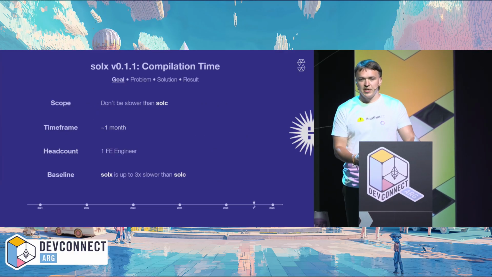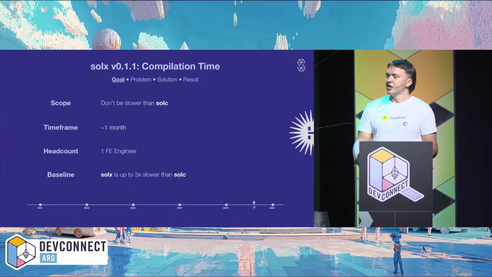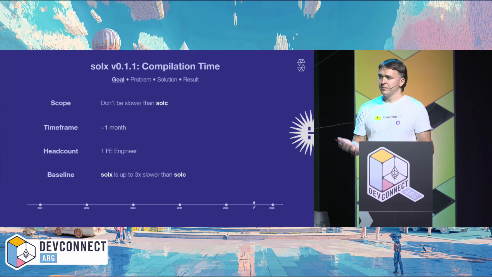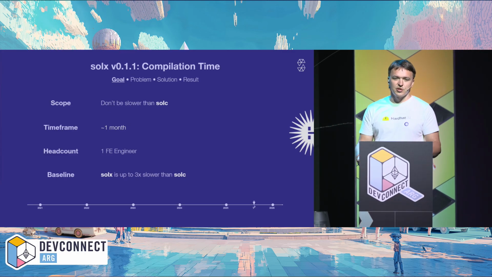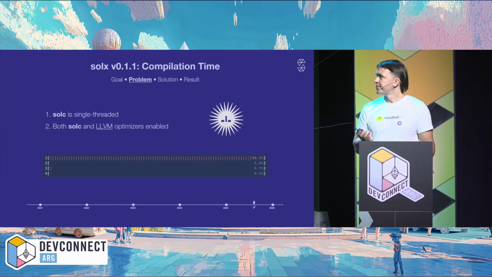We decided to fix the compilation time first because we knew that it was a really hard problem for Solidity developers, especially with the Yul, with the via IR pipeline. It didn't take us a lot of time. We only spent like 1 month on this. And in the beginning, solx was 3 times slower on average. It kind of depends on what pipeline you're using. EVM assembly is really fast, but we knew that via IR is going to be made the default pipeline, so we paid more attention to that one.